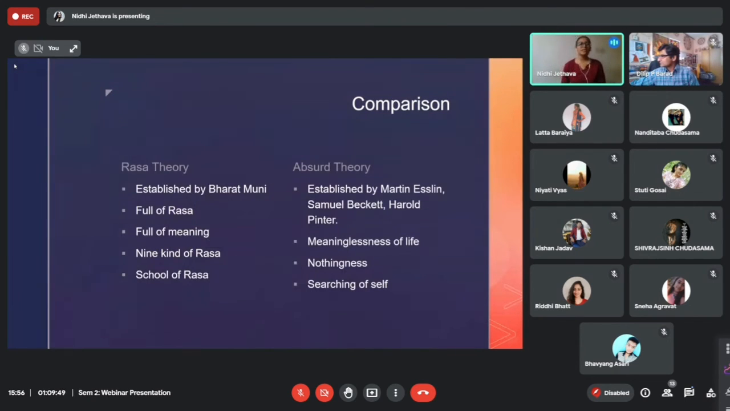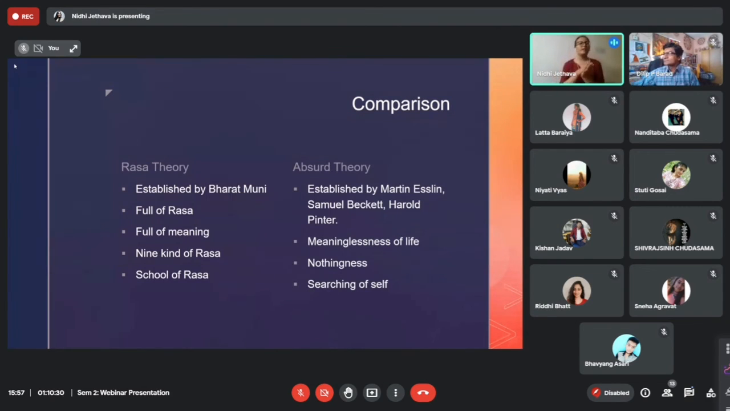So rasa theory is established by Bharat Muni. It is full of meaning, full of ras, full of aesthetic delight. It consists of nine kinds of ras, and this theory is known as the school of rasa. As we know, Bharat Muni received this theory of rasa, the concept of Natya Shastra, from Brahma, and different gods gave different kinds of music and dance. Lord Shiva gave a dance to Bharat Muni, and Bharat Muni's hundred sons played the roles of different players, and the play went on.